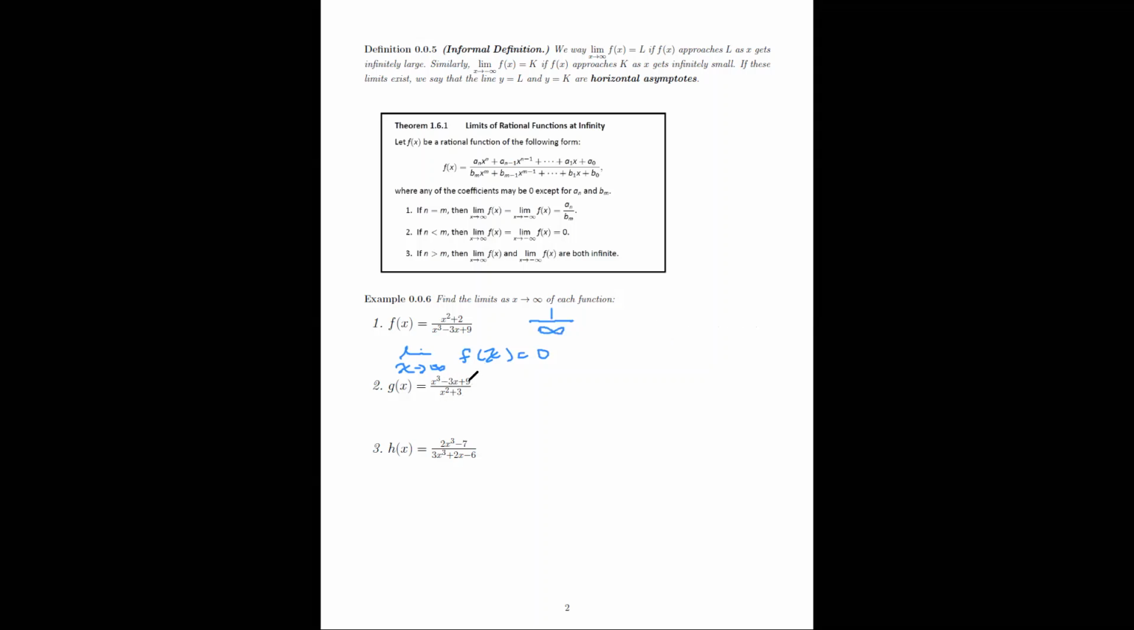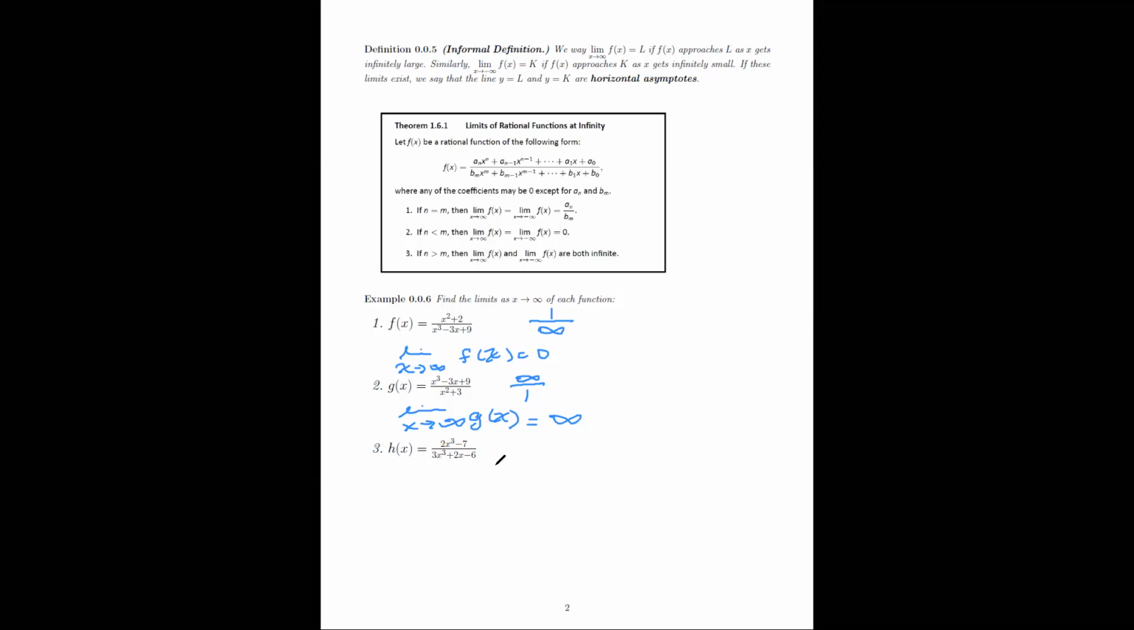Now, if we look at g of x, we have it the other way around. Again, naively, this would look like infinity over infinity, but in reality, what's happening is the top is getting really, really big, much, much faster than the bottom is, right? So think of this as like a billion over 1,000. Yeah, 1,000 is big, but compared to a billion, it's barely anything. So we can think of this as like infinity over a number. And so the limit as x goes to infinity of g of x is going to be infinity.